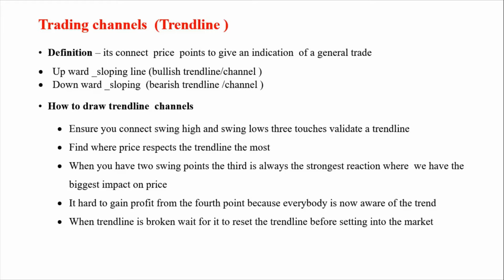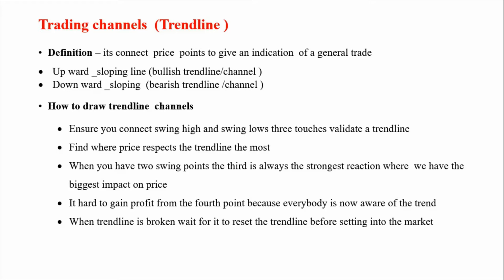So there's a trend line and also there's a trend channel. The difference between these two is that the trend line is a single line, while the trend channel is two lines that are moving directly or parallel to each other. So we have two types of trend lines or channels: the upward sloping line and the downward sloping line.